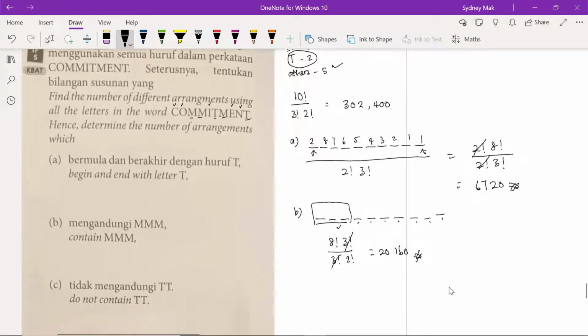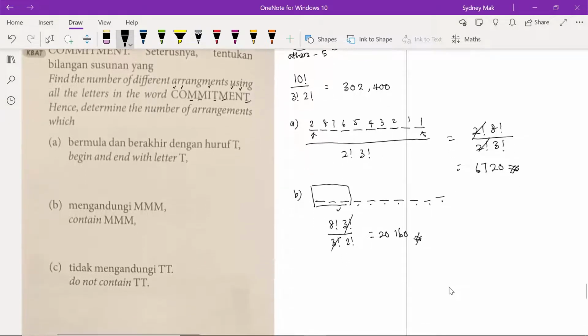Okay, let us move on to part C. So part C, we do not want TT to be together. Since T, we only have 2 items, therefore we can use the complement way, which means we take the total arrangement minus the arrangement whereby T is together. Okay, only when there are 2 items. When you have more than 2, we can't use the complement way, but this one we can use.